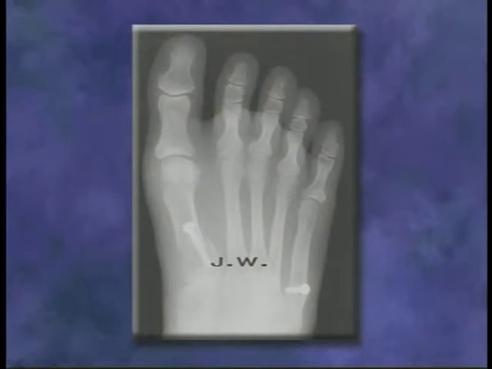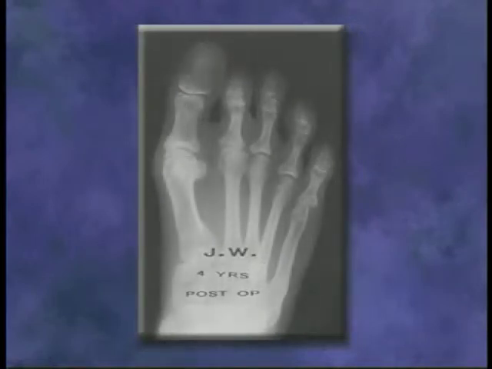Now after the procedure, you can see that we've really achieved a nice correction. We've straightened out the toe, and there's very nice alignment as well. Now we have two other x-rays that are associated with this. The first one shows one of the screws still in place, and finally we see after all the metal has been removed, we see a nice correction of that deformity.